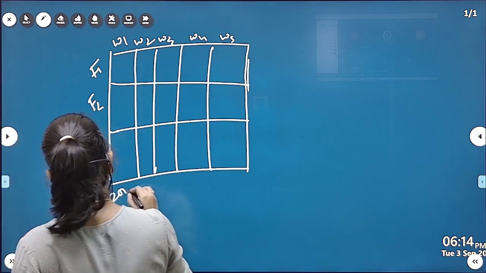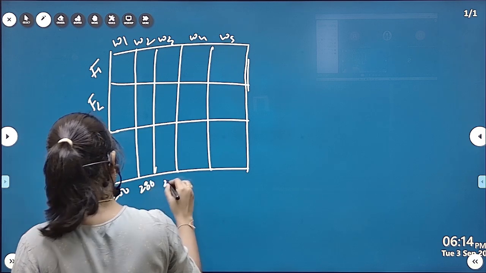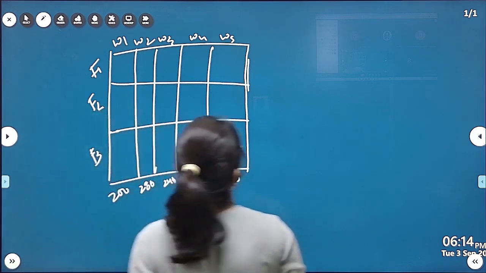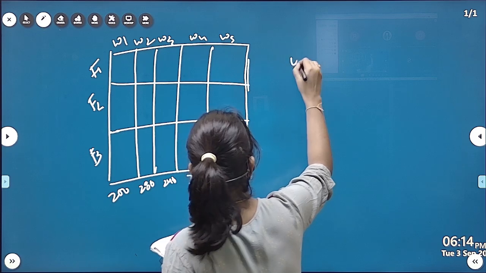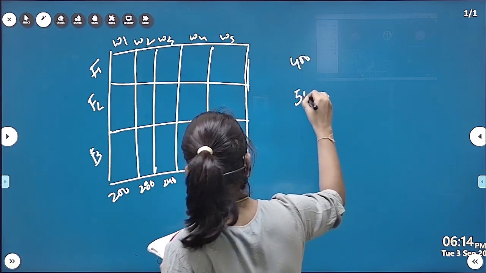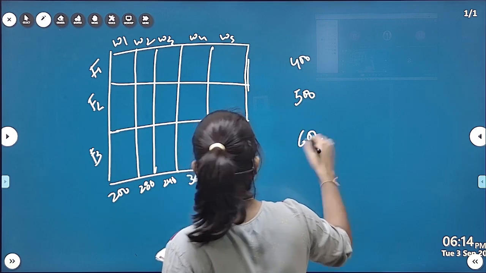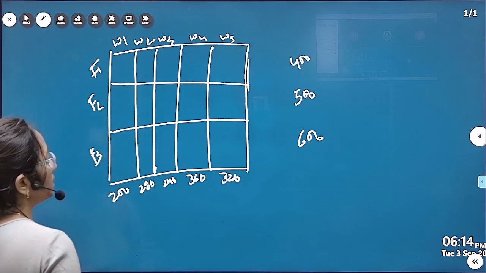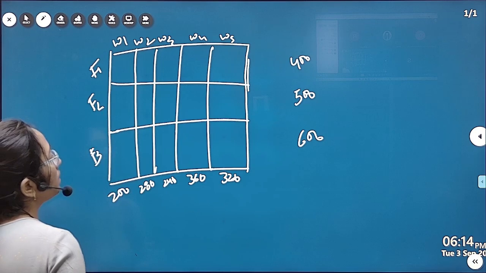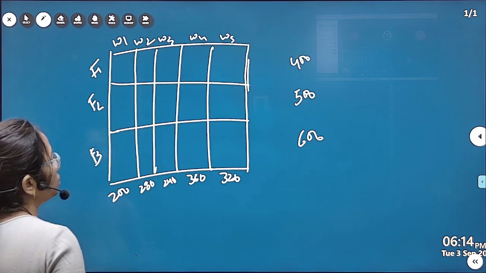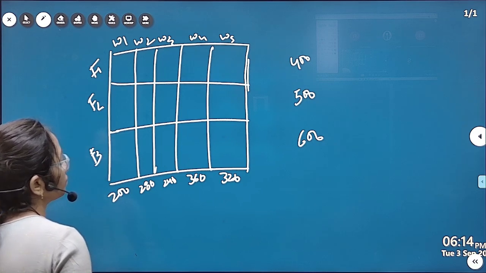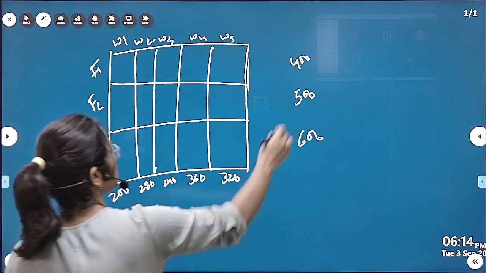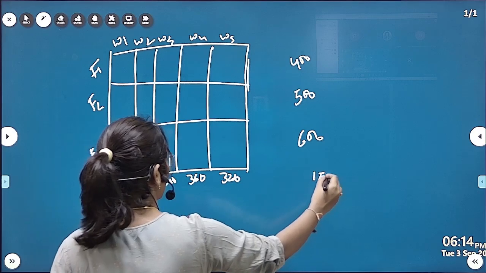So this is 200, 280, 240, 360 and 320. And this is 400 and 500 and 600. So tell me the total of 200, 280, 240, 360, 320 and that 400, 500, 600. So this is 1500, right? Okay.